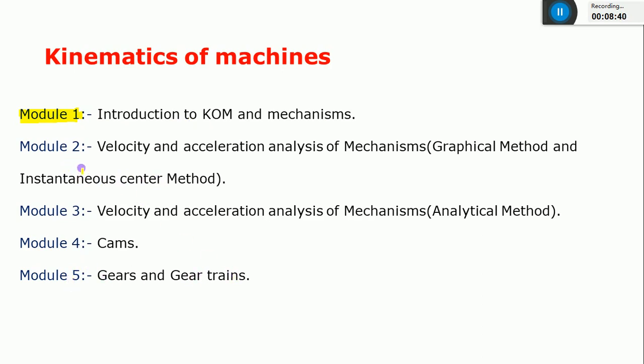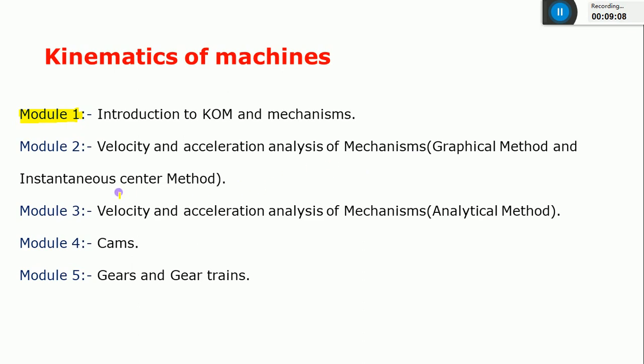The second module is velocity and acceleration analysis of mechanisms using 2 methods: the graphical method and the instantaneous center method. Using those methods, you are going to find the velocity and acceleration of a kinematic link or different parts of any mechanism. It may be a 4-bar chain, it may be a slider crank. We'll discuss in detail as the subject goes.